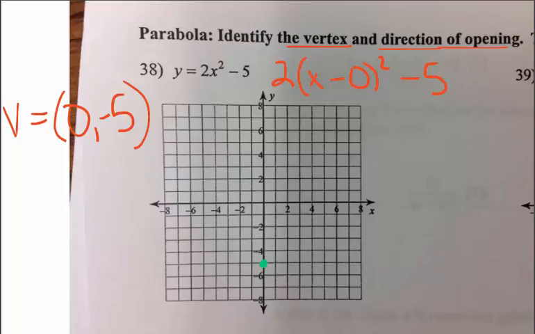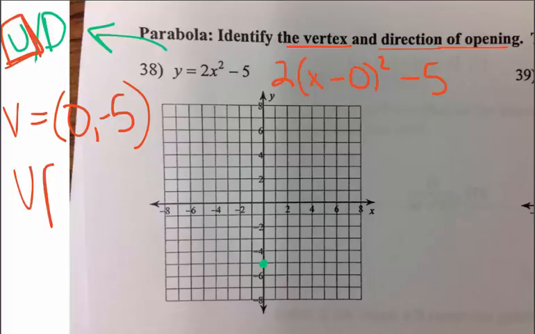Now we need to talk about the direction of opening. For y equals parabolas, these are the normal ones, they are either up and down, and it's going to depend on if that number in front is negative or positive. I have a positive number, and a positive number in y equals means it's going to open up. If it was negative, it would open down. It turns everything upside down.